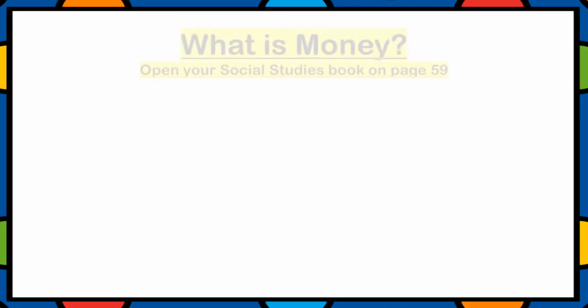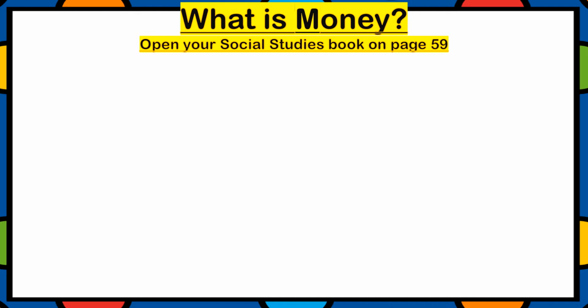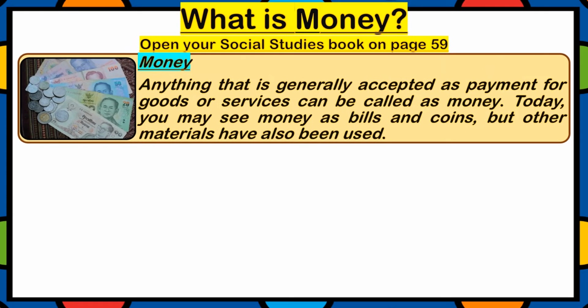So class, the first unit we're going to review is Unit 6, which is money management. Before talking about money management, let us define what money is first, on page 59 of your Social Studies book. Money: anything that is generally accepted as payment for goods or services can be called money. Today, you may see money as bills and coins, but other materials have also been used.